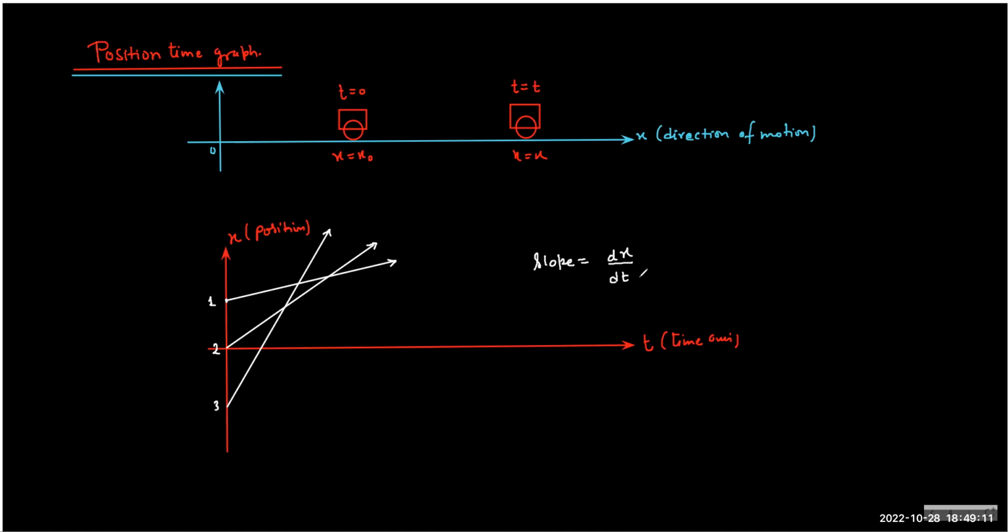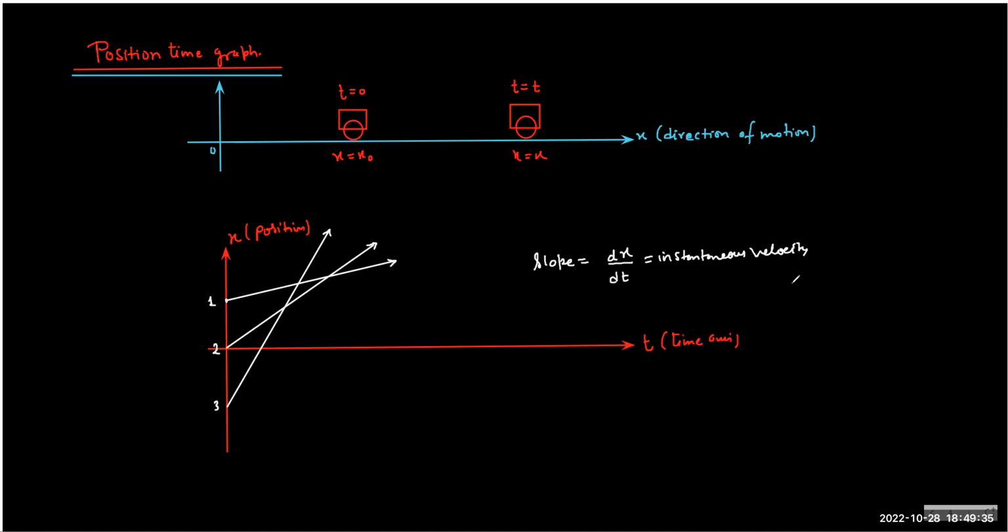Slope represents instantaneous velocity. Is it clear to all of you? Yes or no? Yes, sir.